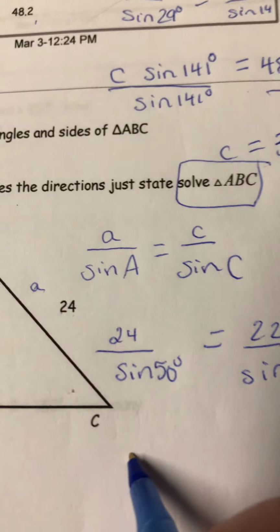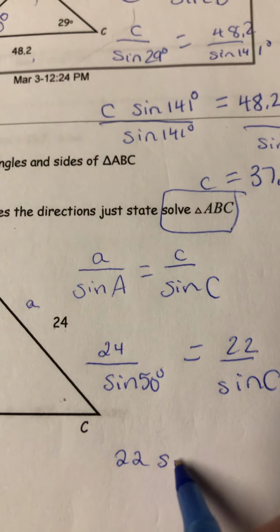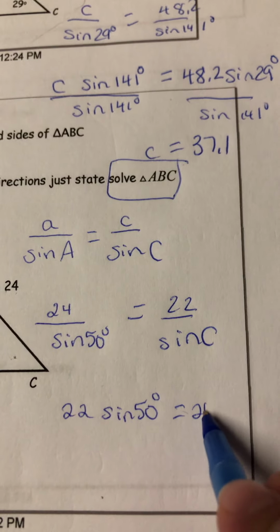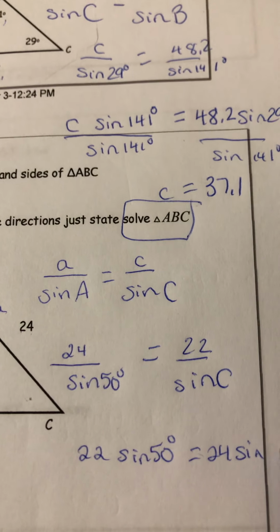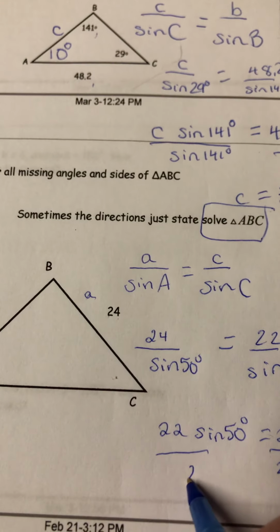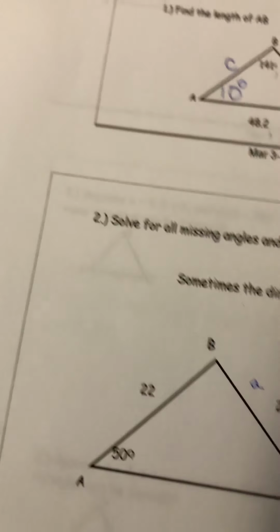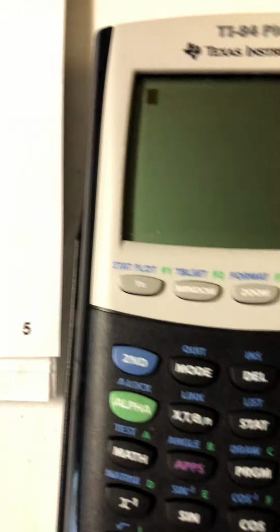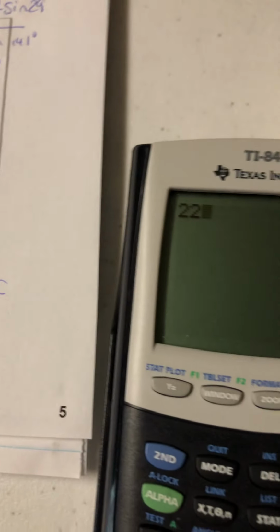So if we cross multiply, 22 times the sine of 50 degrees is equal to 24 times the sine of angle C. We're going to divide both sides by 24, and then we're going to use the calculator. We're going to get a decimal. That's okay. So we're going to get here 22 sine 50.